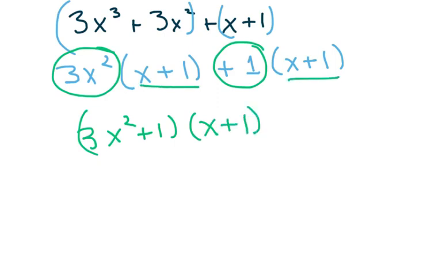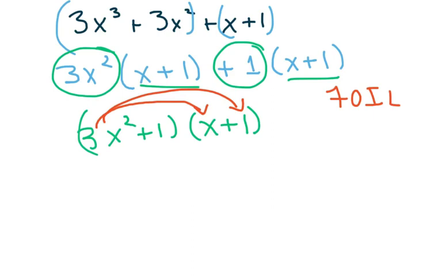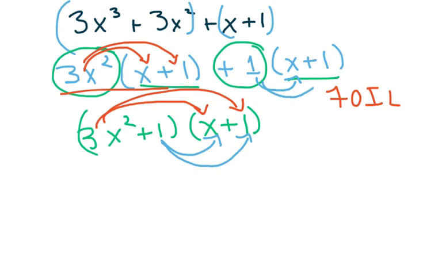And let me remind you why this works. Because when you FOIL, remember first, outer, inner, last, this would be first and outer. Well, there it is right here. First, outer. So that's equivalent. And then this part here would be inner, last, which is right here. Inner, last. So basically, this is just the distributive method.